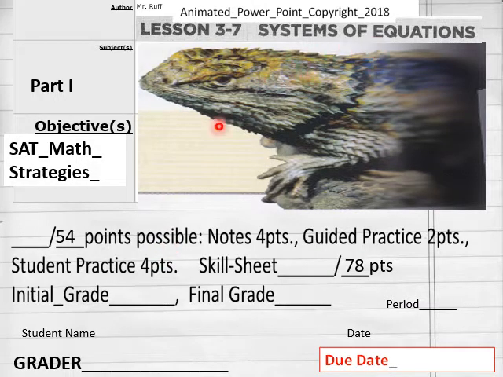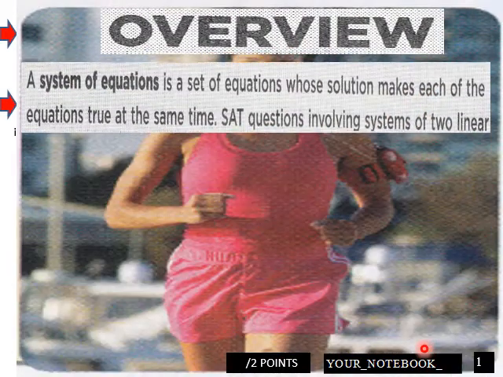3.7 Systems of Equations. We have 54 points of notes and then 78 points on the skill sheet, which you will not see on this video, but you can get that if you email me. Notebook, this goes in your notebook.